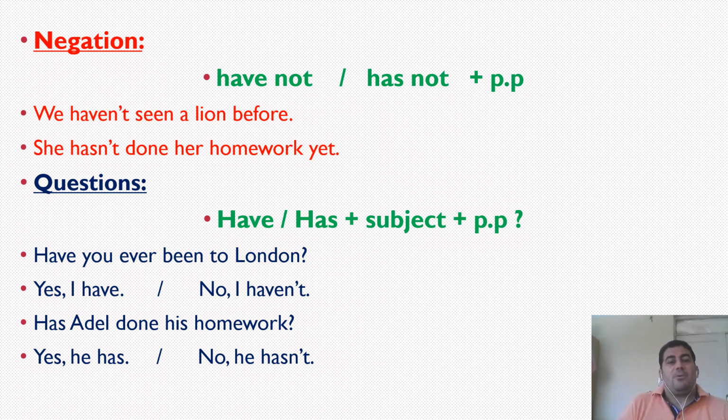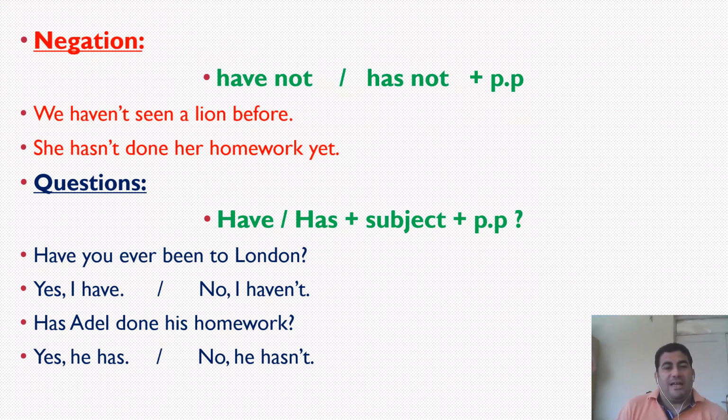But how to make a question according to this tense? We know that we have two kinds of questions. The first one is called the yes or no question, and this is the main point here. You have to start with have or has plus the subject and the past participle. Like what? Have you ever been to London? The answer is yes, I have, or no, I haven't. You know that we have to start with have, then the subject if you want to make a question.